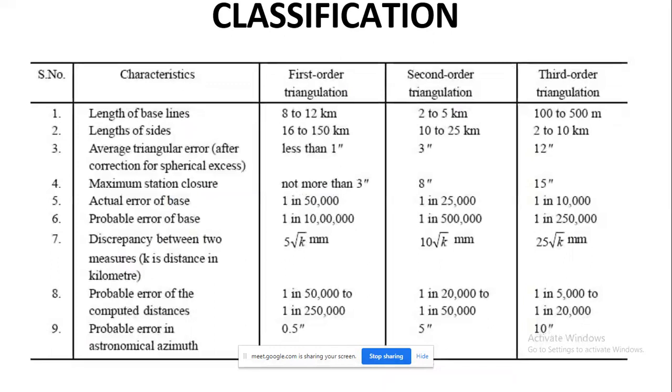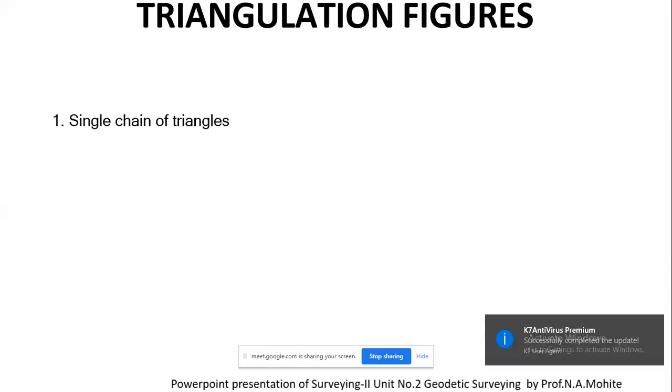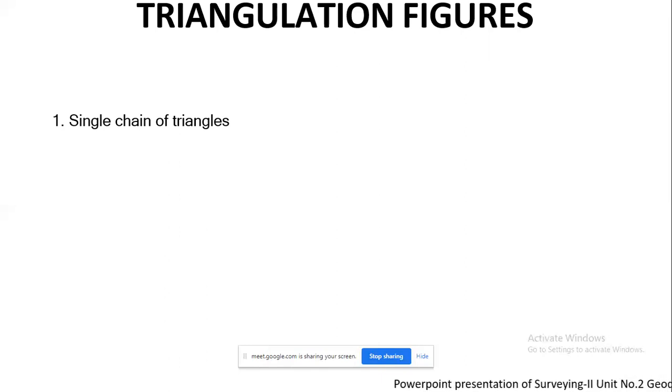So in this table we are seeing what should be the length of the baseline, length of side, and the error of base. They have been mentioned there. So based upon that we are going to decide the baseline, and depending upon that, which type of triangulation figure we should adopt.